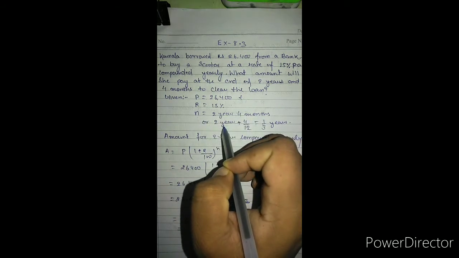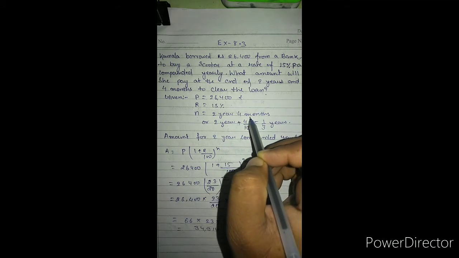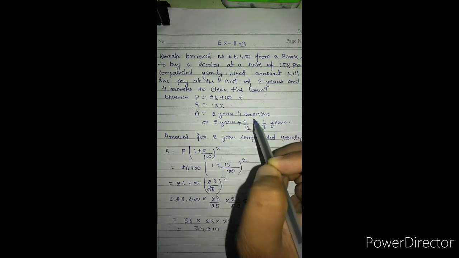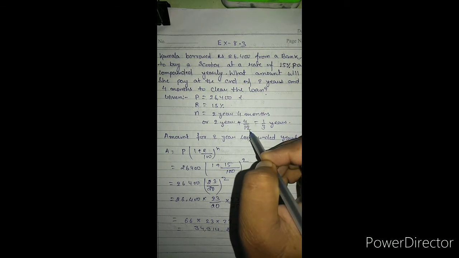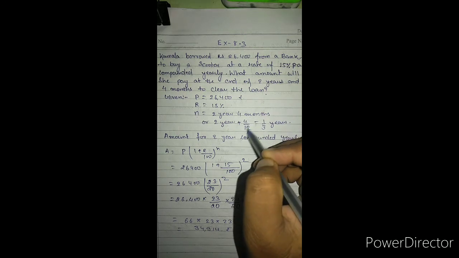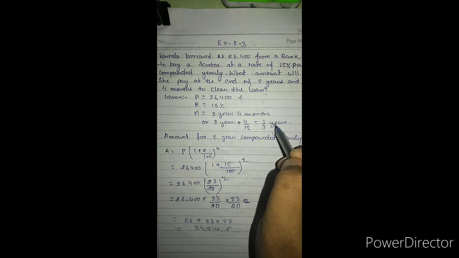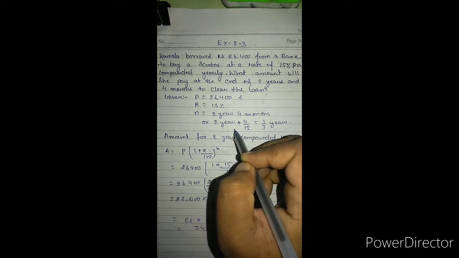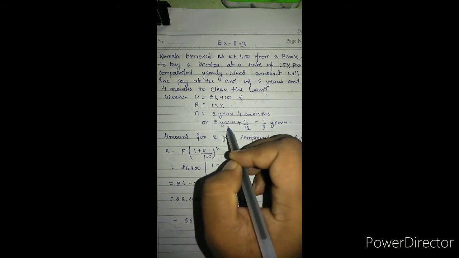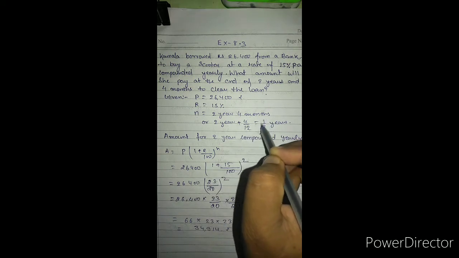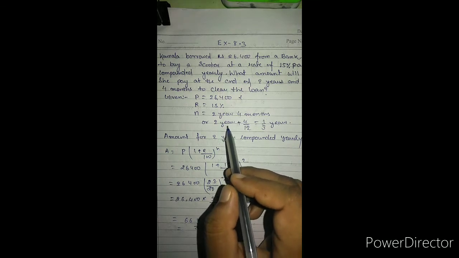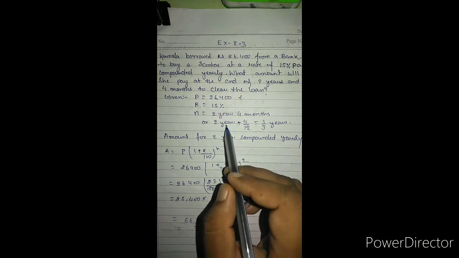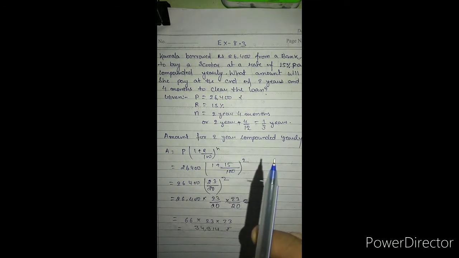So 2 years and 4 months, we have to change it into years, so we have to write here 4 by 12. When you cancel it, you will get 1 by 3 years. It means we have to calculate the amount for 2 years and again for 1 by 3 years. First of all, find out the compound interest for the 2 years.